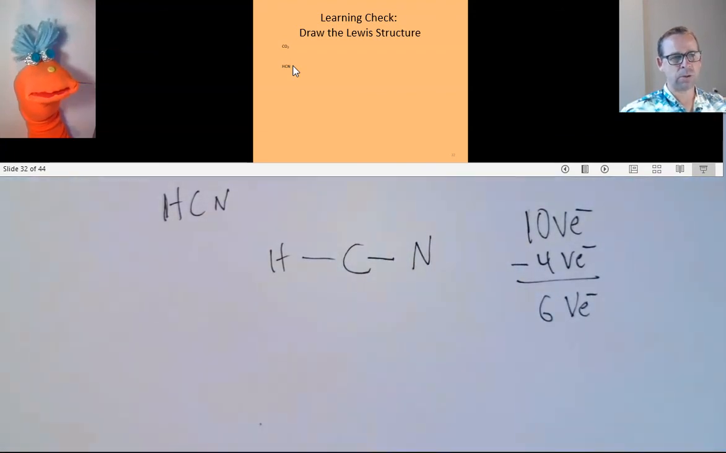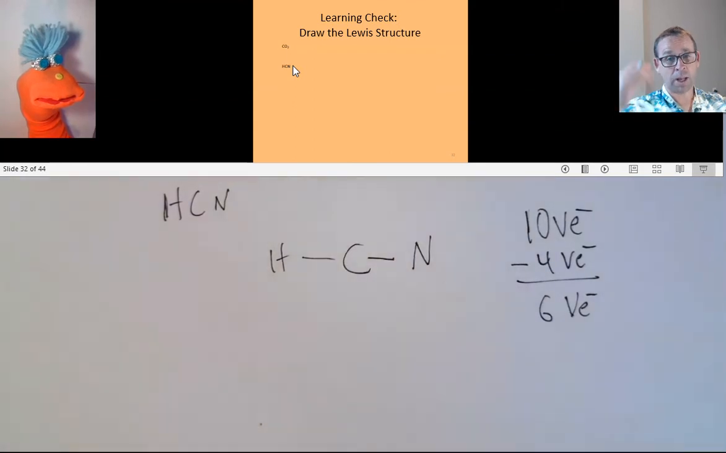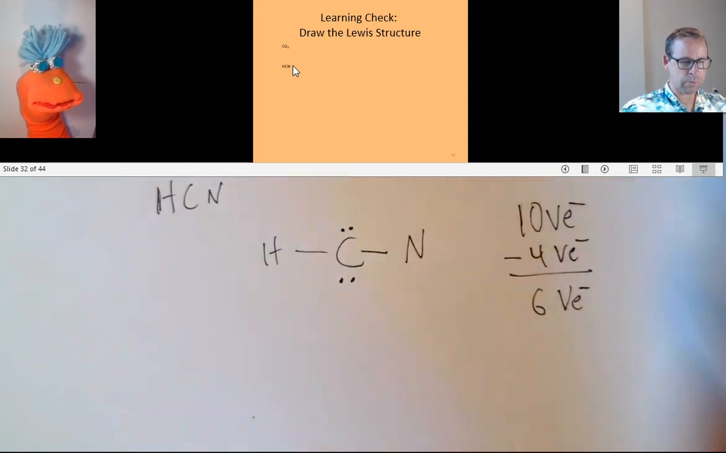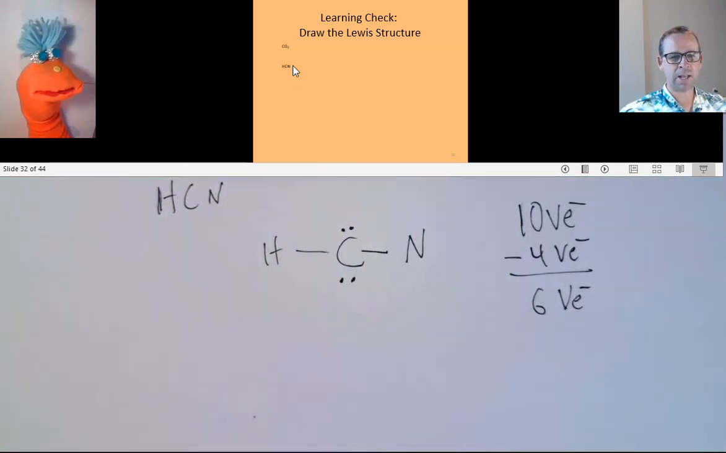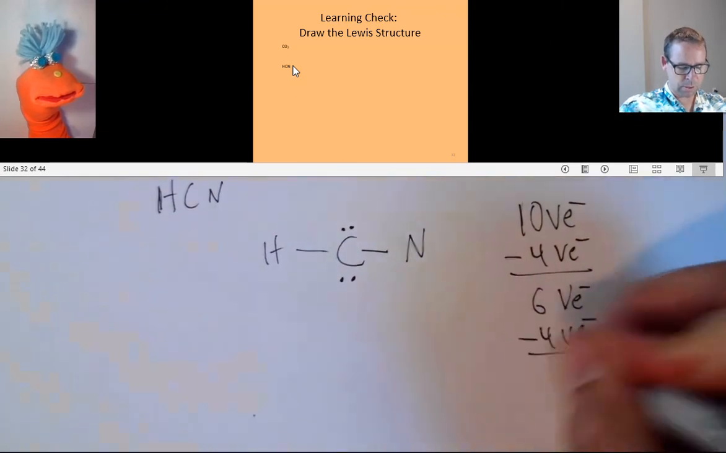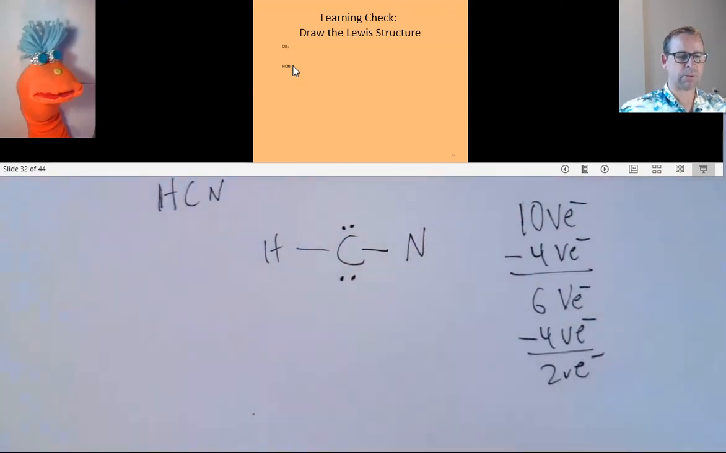Where are you going to go first? On the central atom. All right, so folks at home, you should be a step ahead. So every time we say something, push pause, and then you do it. And if you get stuck, then push play and watch what happens. But you want to stay a step ahead. So if I put 4 valence electrons, that gives me an octet. All right, so 4 valence electrons used up, 2 more valence electrons left.